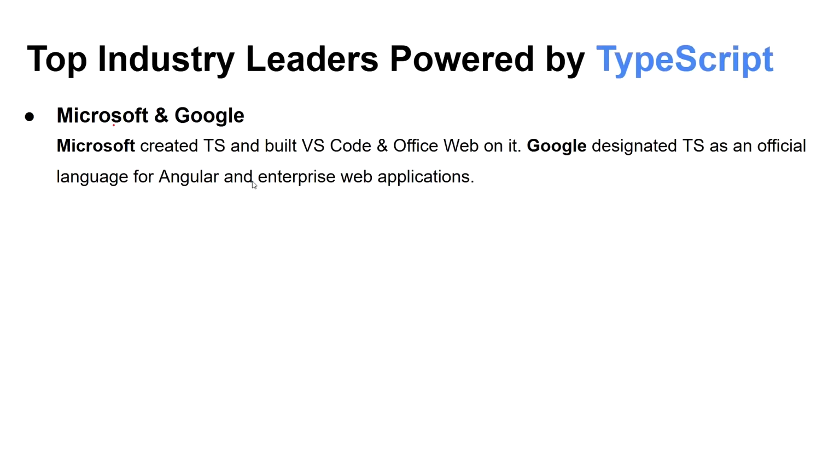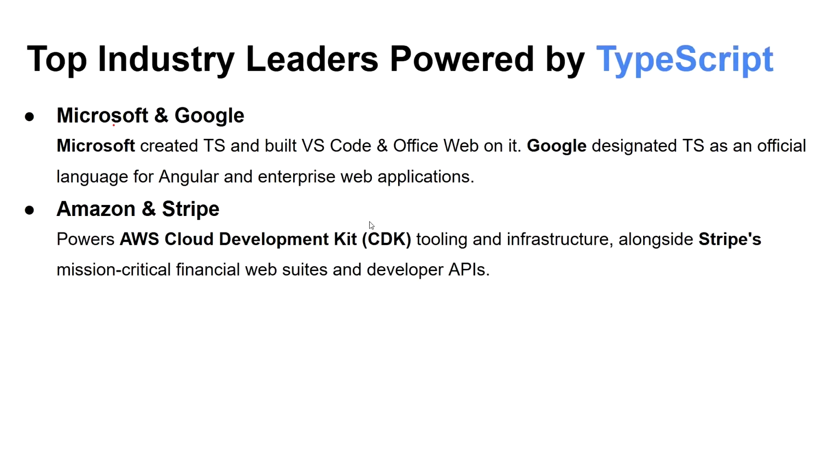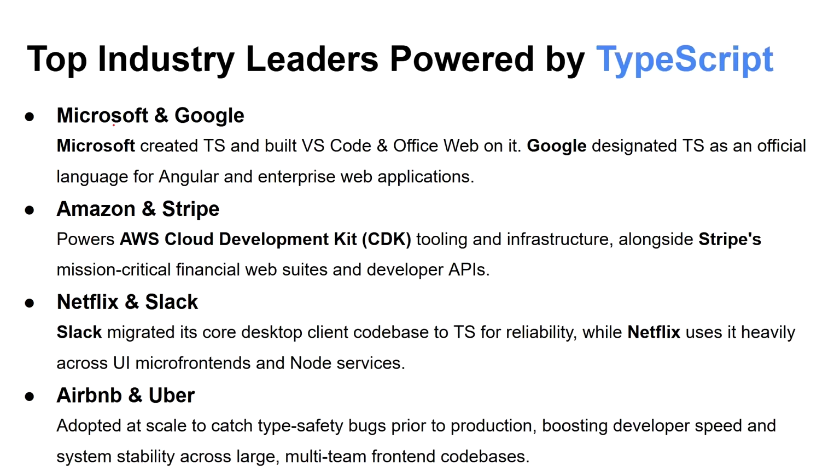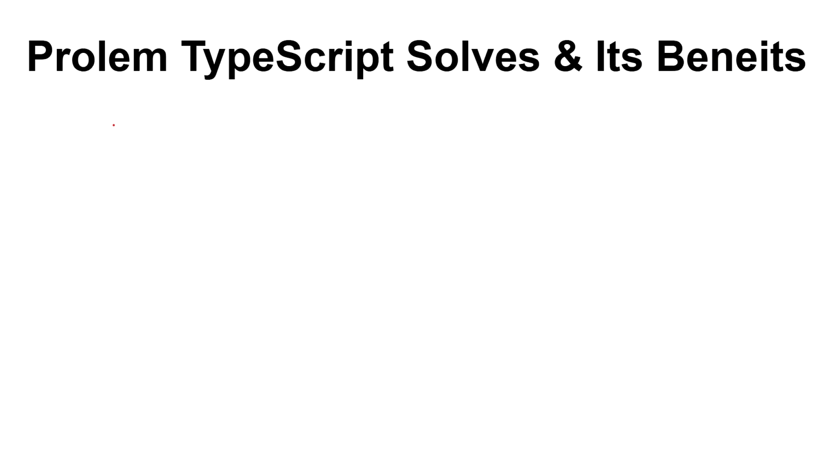Top industry leaders powered by TypeScript: Microsoft and Google. TypeScript was created by Microsoft and used to build VS Code. Also Amazon and Stripe, Netflix and Slack, Airbnb and Uber. So, the problems TypeScript solves and its benefits.